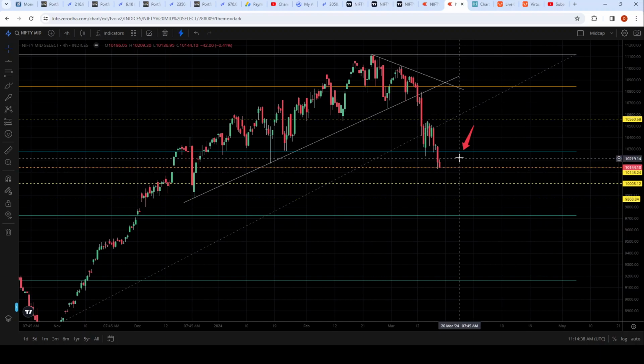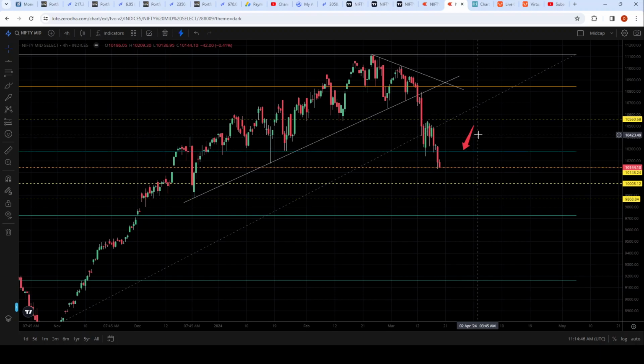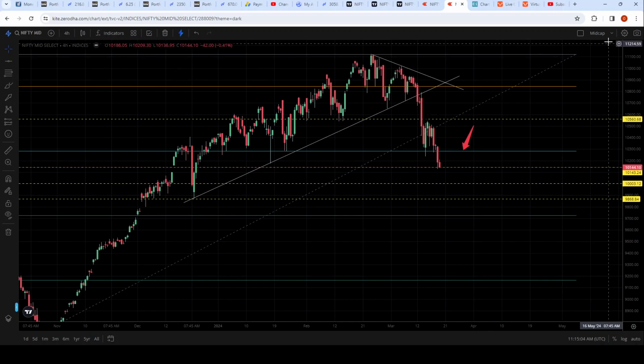Now, if it tries to go up, then this yellow line will be the resistance level at 10280. All right. If it breaks that, then it will take resistance between these two lines which will be at 10430, and then a very good resistance at 10560. After that, we'll discuss in some other video. Right now, it can't do more than that in the next 2 days. So this is how the Midcap Nifty looks. Now let's go to the Bank Nifty.